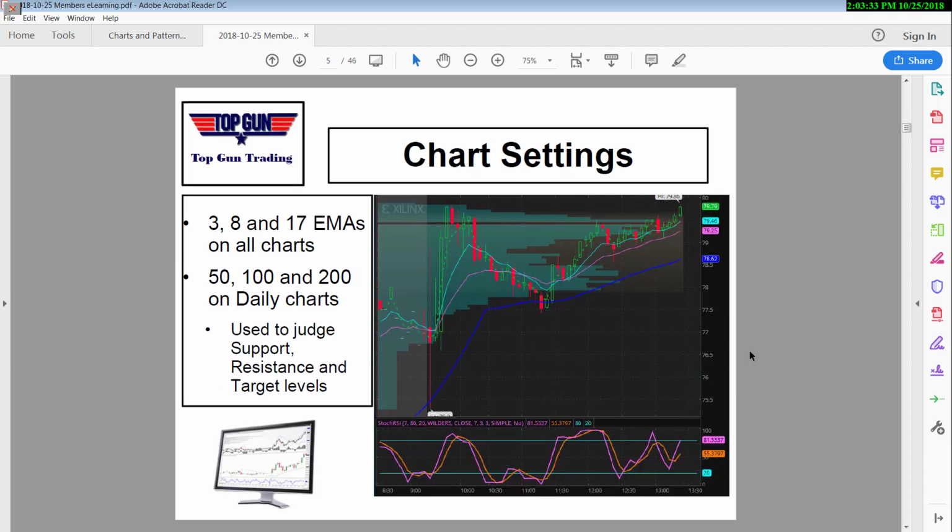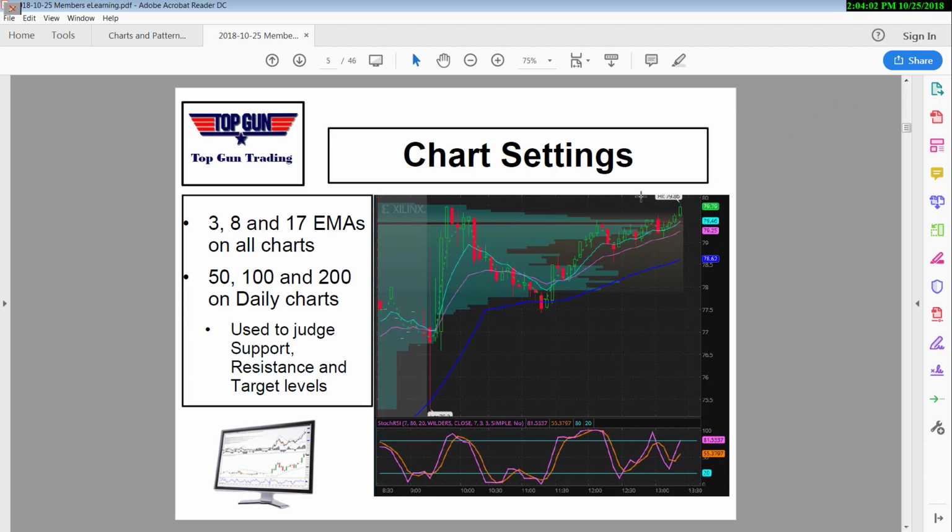All right, let's start with the chart settings I use. I use 3, 8, and 17 EMAs on all intraday charts and the daily. I will look at the 50, 100, and 200 simple moving averages on daily charts. And I look at daily charts even though I'm day trading. It's because I want to look and see where there's support, where there's resistance, and potential target areas. It should kind of make sense.